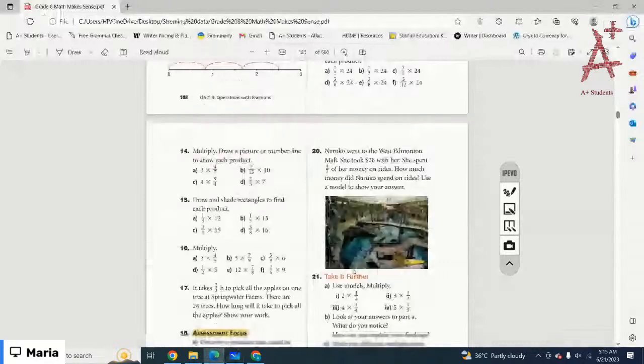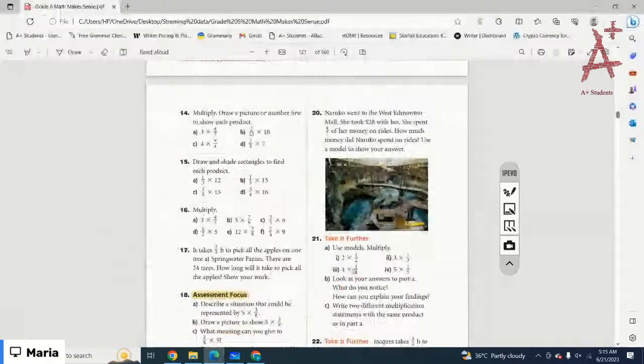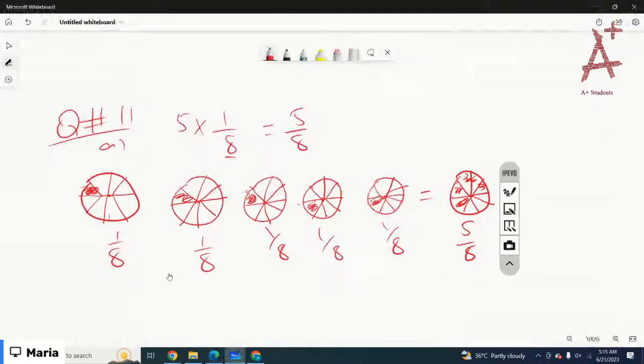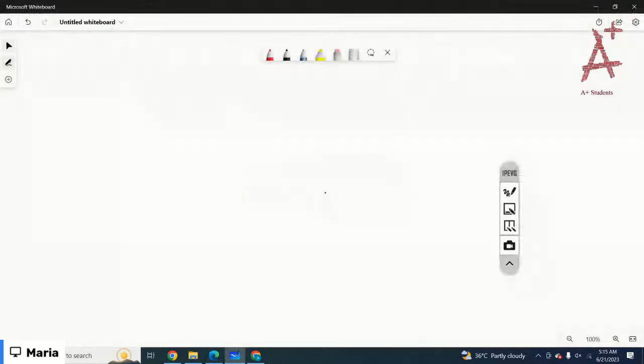Just look at question number 14. You have to do 3 times 4 over 7. Multiply, draw a picture on a number line to show each product. Okay, so you have to do 3 times 4 over 7. So you have to represent it on the number line.